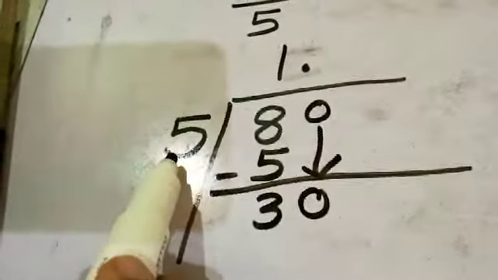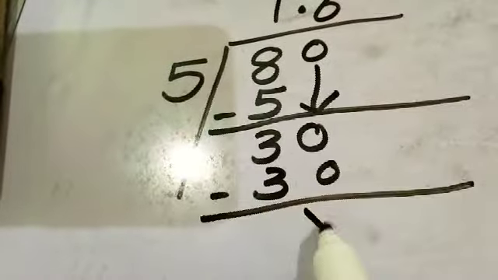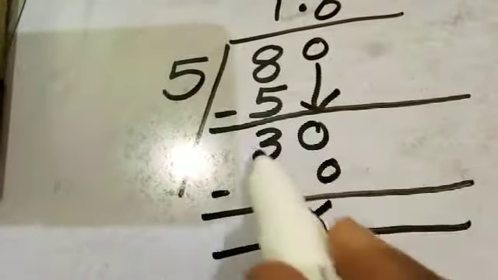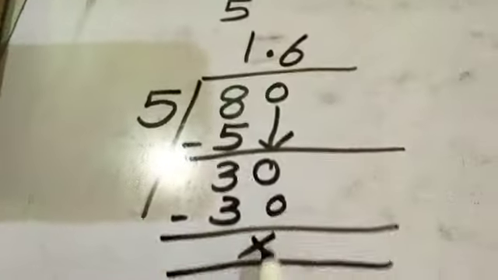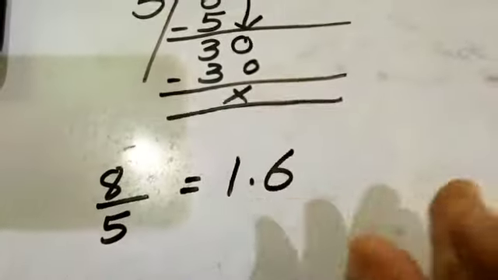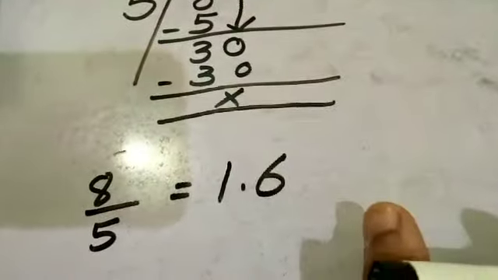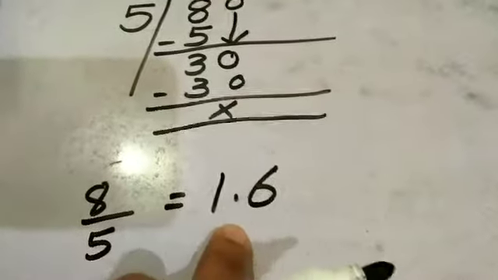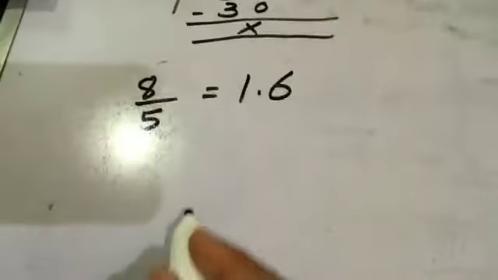Read the times table of 5. 5 6 times 30. 0 minus 0 is 0, 3 minus 3 is 0. You can put the 0 and you can put the cross. It means end. So 8 over 5 equals 1.6. Exactly divisible. So the difference between the previous question and this question is that the previous question is non-terminating, no end, but this question is exactly divisible. And 1.6. Let's do one more question.